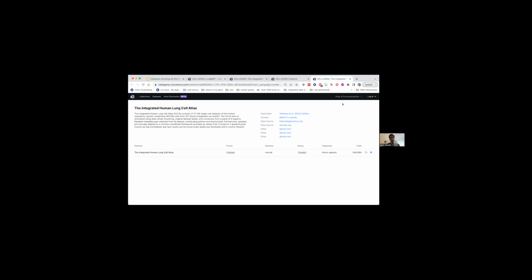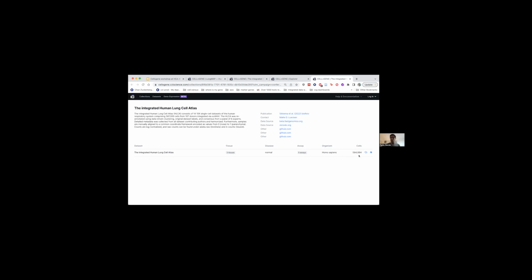So here in a collection page, what you'll be able to see is a description of the data that's hosted here, and then a series of links that are associated with this collection: the publication, the contact that contributed this data to our portal, and some data sources of other places where this data might be deposited. And then we have the ability to host any number of other links that you may be interested in looking at. And here we'll have all the different datasets that are contained within a given collection. In this case, there's only one dataset in this collection.